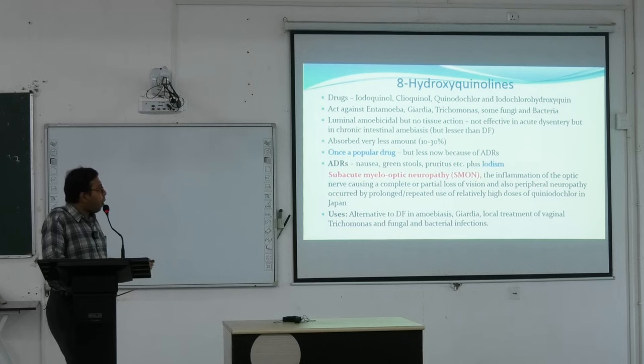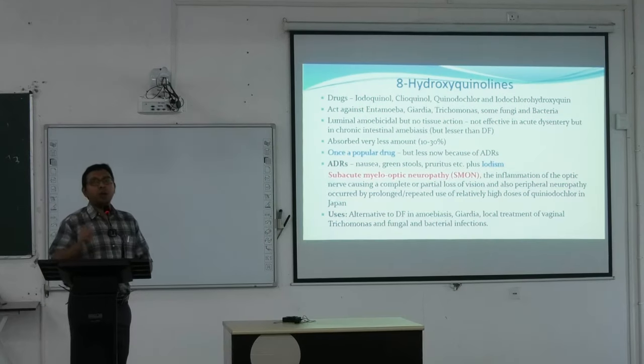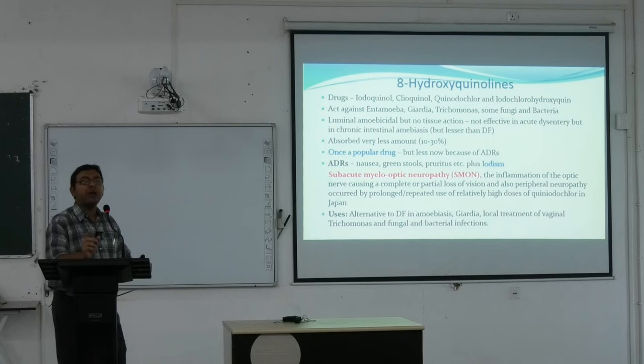This is an inflammation of the optic nerve causing a complete or partial loss of vision and also peripheral neuropathy, occurring with prolonged or repeated relatively high doses of the clioquinol, and it was seen mainly in Japan. These are used as alternatives to diloxanide in amebiasis, giardia, local treatment of vaginal trichomonas, fungal and bacterial infections. You have probably heard of the brand name, Enteroquinol. Previously, Enteroquinol or these types of 8-hydroxyquinolines were indiscriminately used. But with the advent of the newer drugs, it is very less used.